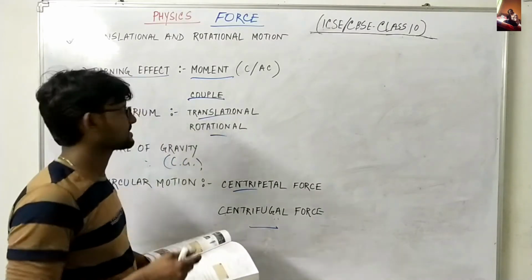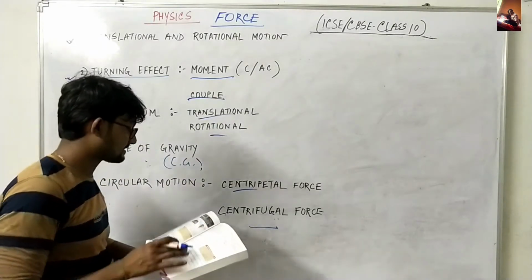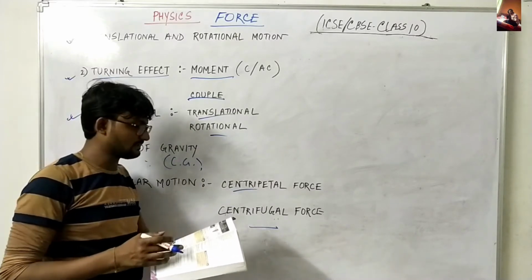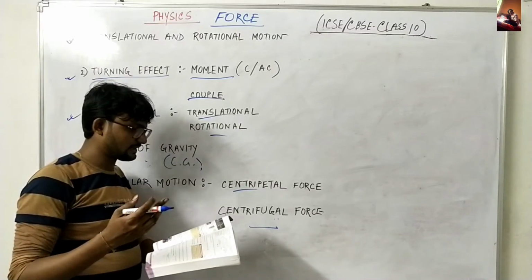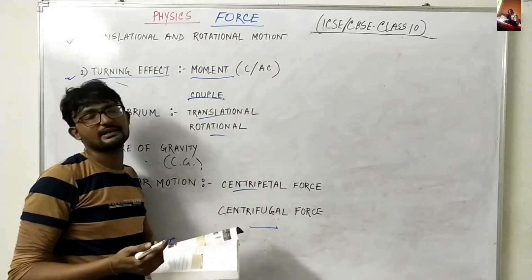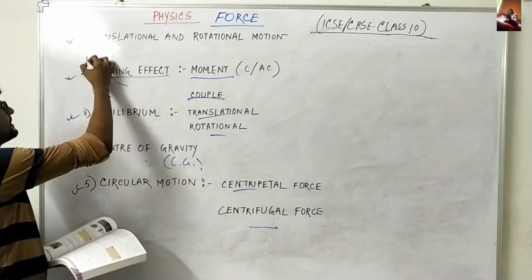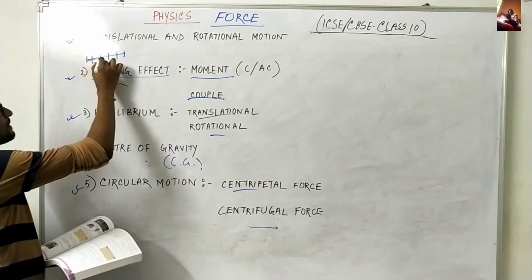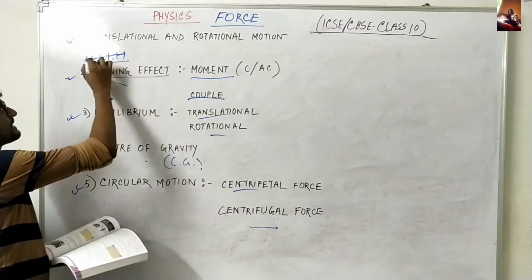So coming to the first point, translational motion. What is translational motion? Basically, it is a motion where an object moves as a whole on every point, and it covers the same distance in a given interval of time. If a car is moving and it is given 5 minutes, it will cover equal distance in each minute: 1, 2, 3, 4, 5. So in 5 minutes it will cover equal distances.